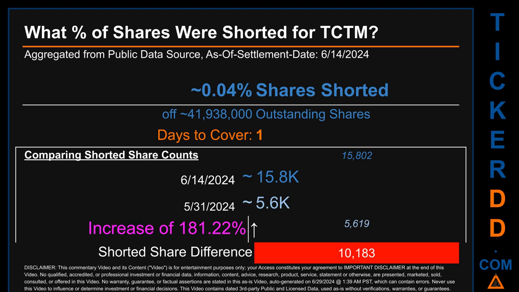When I compare the current 2-week period data snapshot against the previous period, ending in settlement date, May 31, 2024, I find that the current snapshot had roughly 10.2 thousand more shares shorted. This means that, compared to the previous snapshot, the current snapshot has an increase of 181.22% of shorted shares.